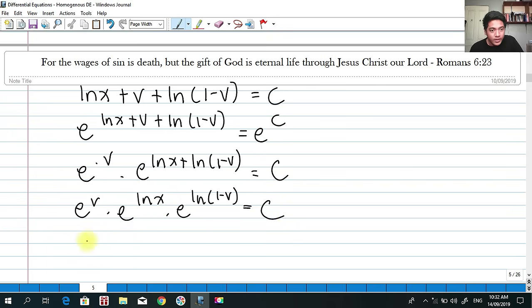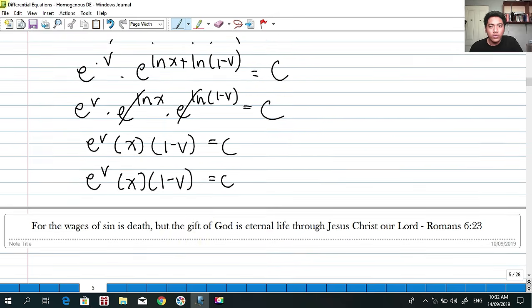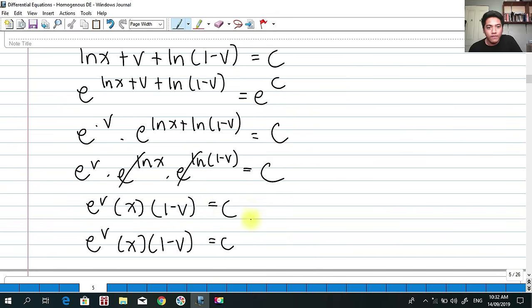So, we have e raised to v. So, we have times x, e raised to ln of x will cancel e and ln. So, we have 1 minus v here is equals to c. So, in other words, we have e raised to v times x, 1 minus v is equals to c. Okay? But, our term here is v. Okay? We need to substitute back again the value of v into its original.